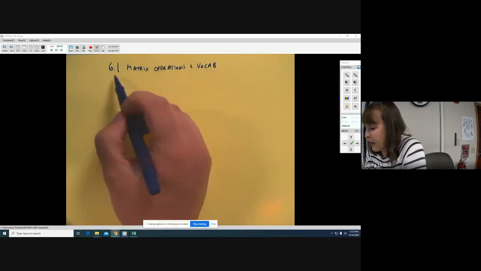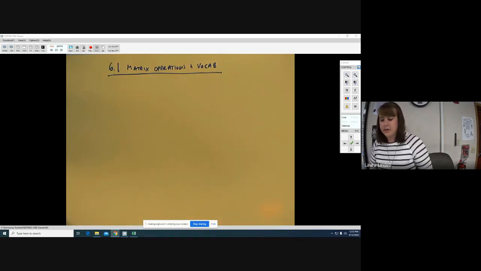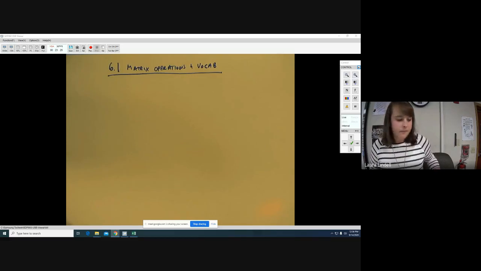Matrix operations and vocab. 6.1 itself, if you look in the book, doesn't start with this. It starts a little bit further along in matrices than we are right now. It assumes that you already know some stuff about matrices. And so we're going to go over what you would need to know before we jump into what's formally 6.1. But we're going to call this 6.1 for now.